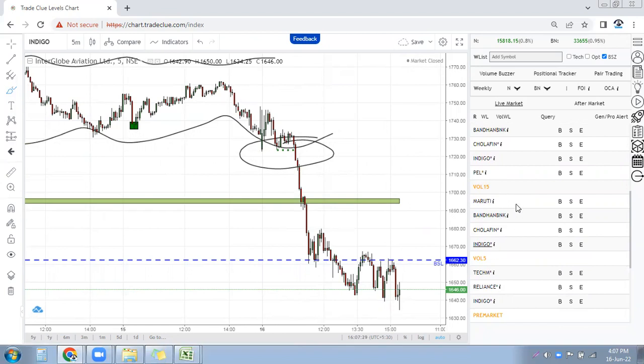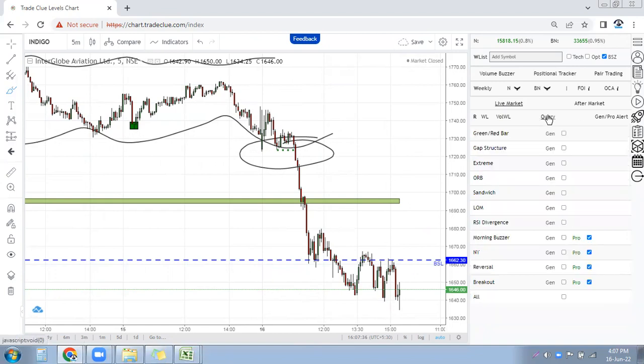If you have done your study and you think that the volume push has also come, it can help you to take action. Now in the live market, there are different queries which are also there, but more importantly, you can see over here, there are some pro alerts generated by the system. Now these pro alerts which are generated by the system, you can take action or trade on these alerts too.